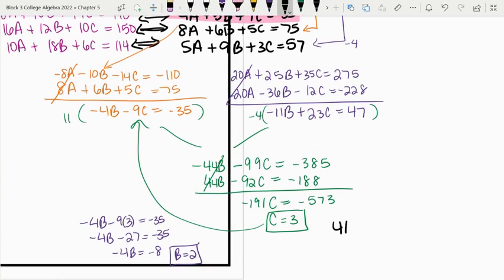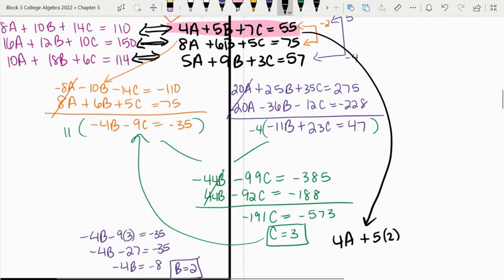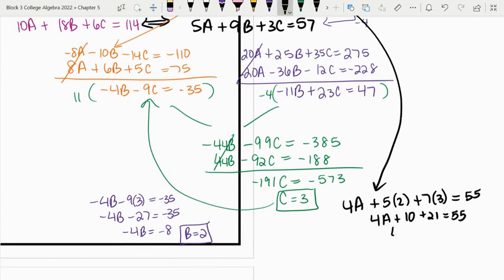So 4A, pull that down here. So 4A plus 5B, so plus 5 times 2, plus 7C, so plus 7 times 3, equals 55. So what do we have here? 4A plus 10 plus 21 equals 55. So 4A plus 31 equals 55. 4A equals 24, so A equals 6.